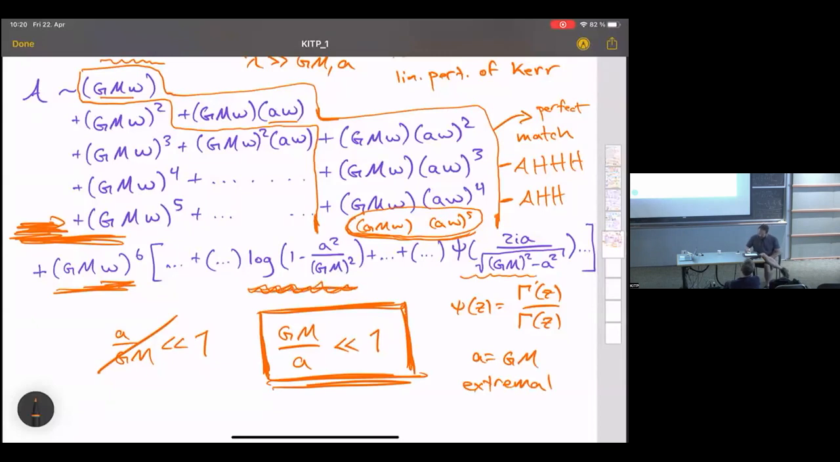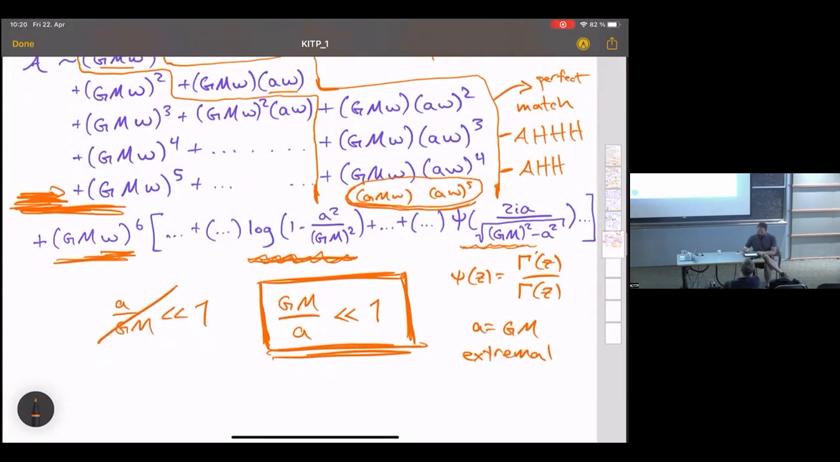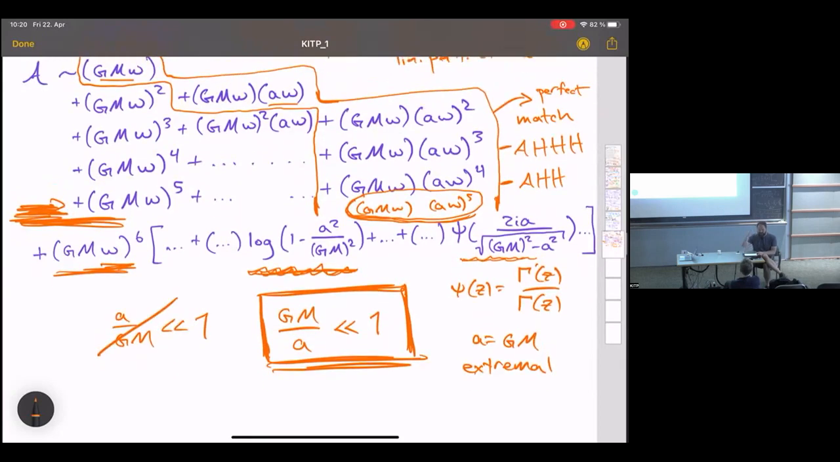For example, this log, it's real when A is less than GM, but it becomes imaginary when A is bigger than GM. Similar things happen with this digamma function. Okay, but we hoped to take these answers and analytically continue beyond. So the actual problem that we solved was there was a horizon. It is a sub-extremal black hole. And we wanted to analytically continue to this super extremal naked singularity case.